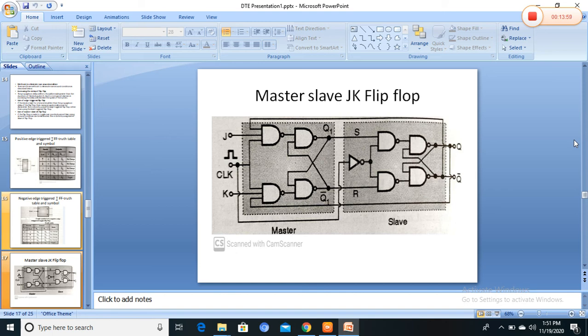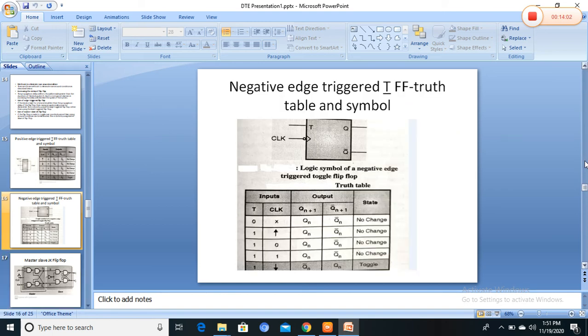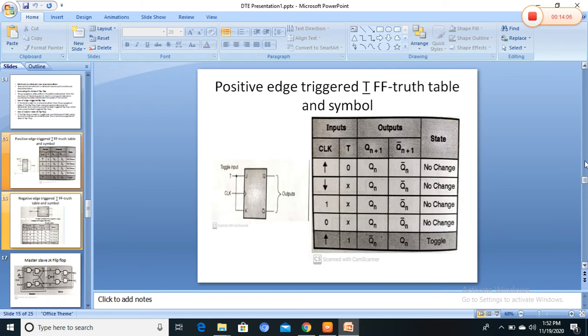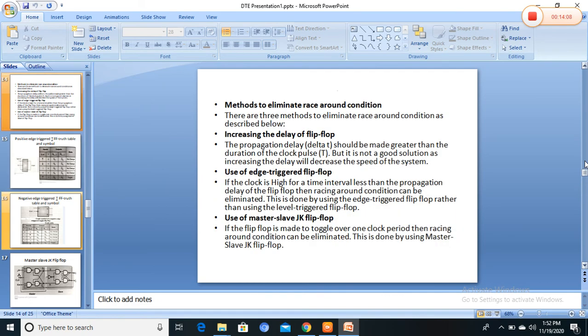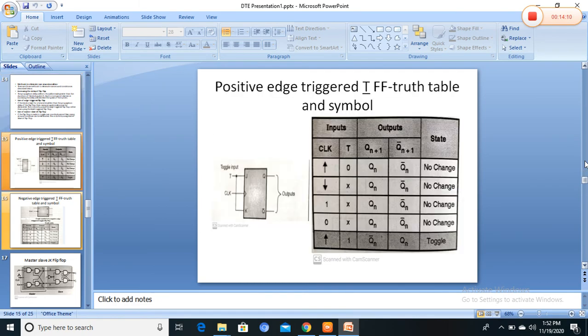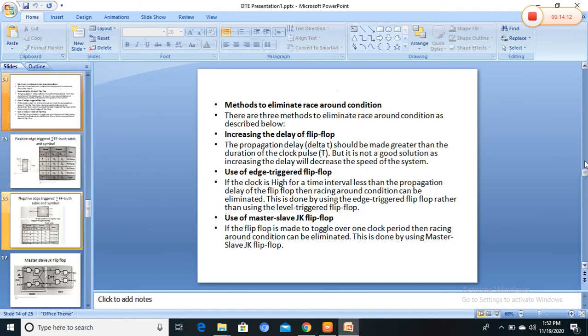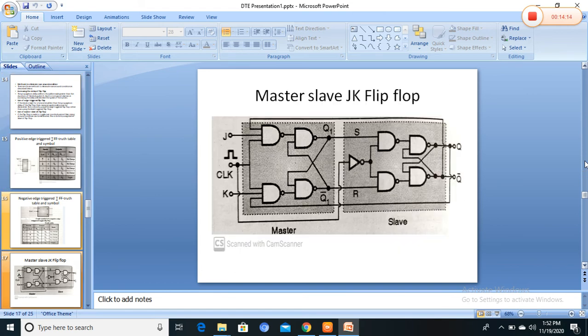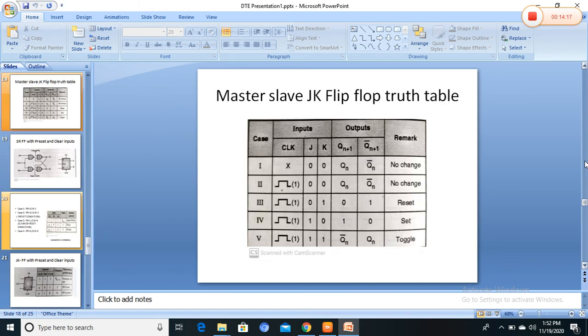But in the last condition, when J is equal to 1 and K is equal to 1, the outputs are Qn bar and Qn, that is a toggle condition.